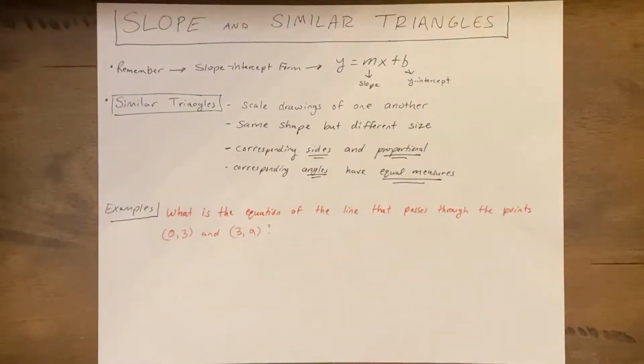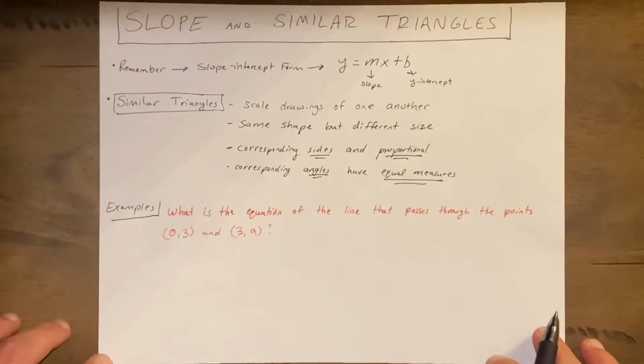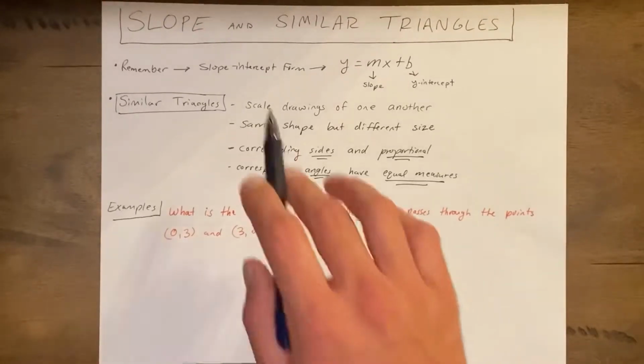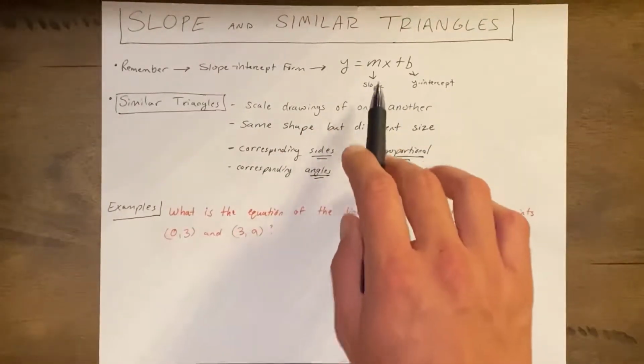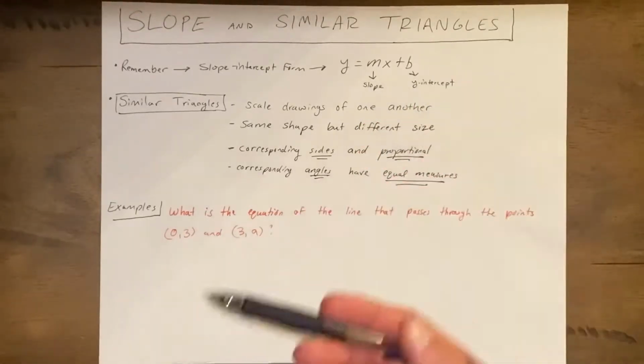Our last topic of Unit 2 deals with slope and similar triangles. The one thing we need to remember is the slope-intercept form, y equals mx plus b. Remember, m is slope, b is y-intercept. And then the last thing we need to talk about: what are similar triangles?